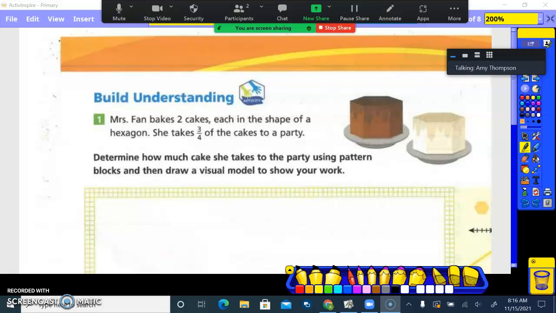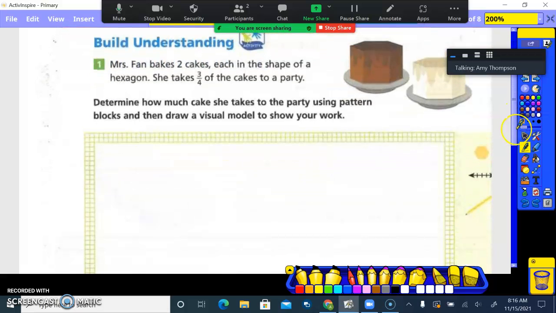Building understanding. Mrs. Fan bakes 2 cakes, each in the shape of a hexagon. She takes 3/4 of the cakes to a party. Determine how much cake she takes to the party using pattern blocks and then draw a visual model to show your work. So we're just going to show our work and draw our model. Okay, now we've been drawing rectangles because those are really easy to kind of break apart and things like that, right, guys?